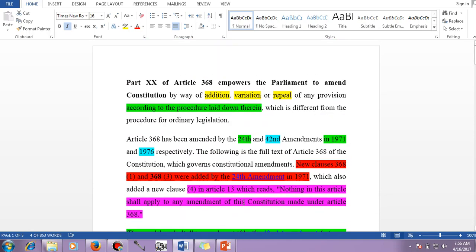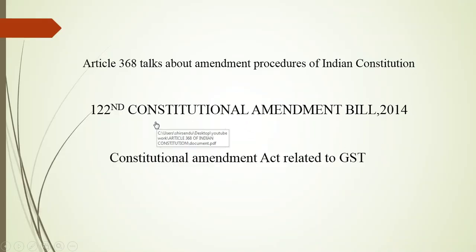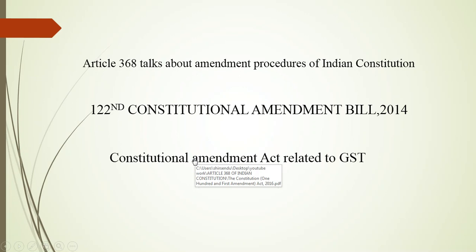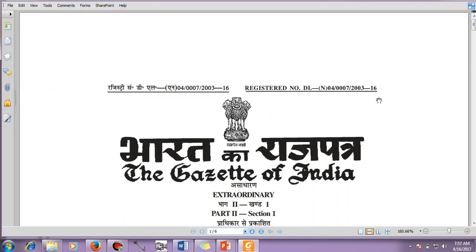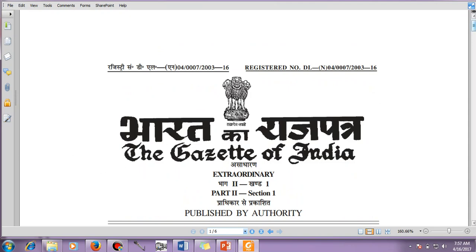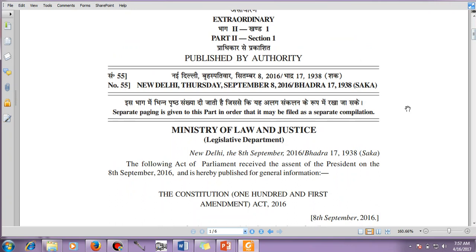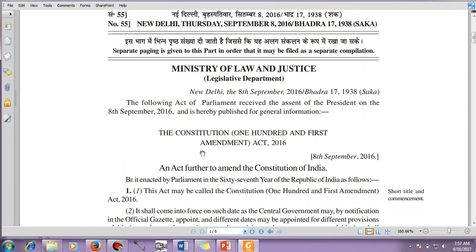Recently, I will talk about the last Constitution Amendment Bill, that is the 122nd Constitutional Amendment Bill regarding your Goods and Services Tax. That has been passed and now it is an act. I will show you the Constitution Amendment Act related to GST. Just wait, it is being opened. I have taken it from the Gazette of India, the official site where all the acts and bills are published. This is the document of the Ministry of Law and Justice, which came on 8 September 2016, the Constitution 101st Amendment. One thing I told you, it was the 122nd amendment bill, but when it was amended, it became the 101st act.